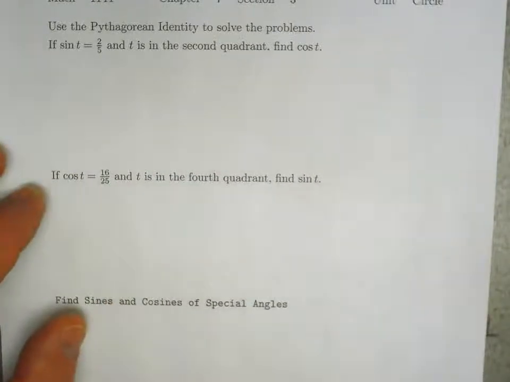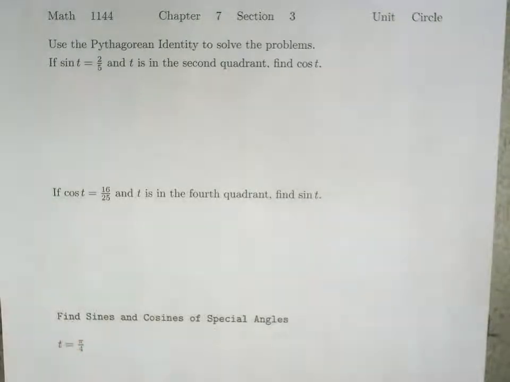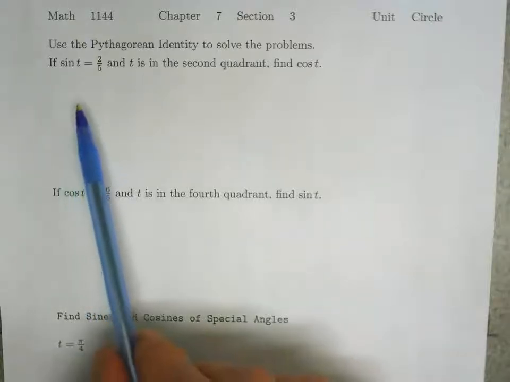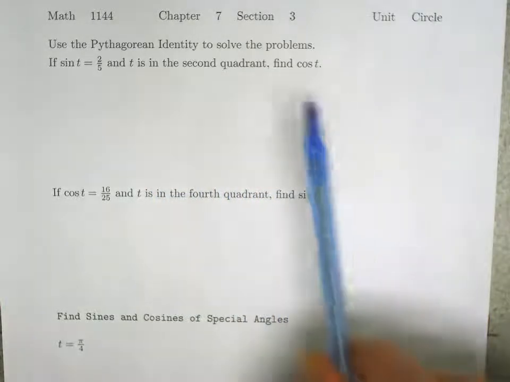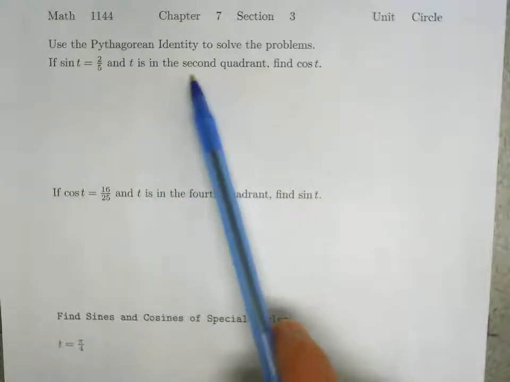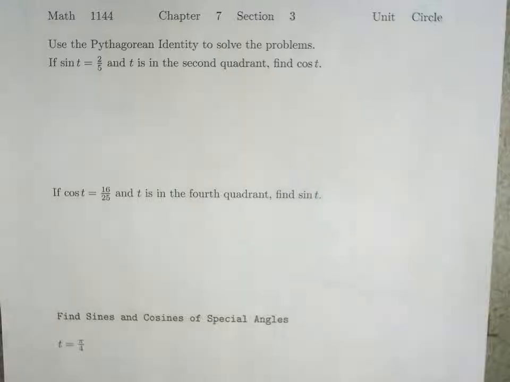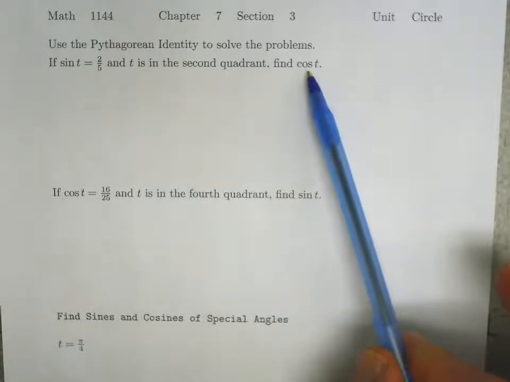Okay, next page. Use the Pythagorean identity to solve the problems. If sine of t equals 2/5 and t is in the second quadrant, find cosine of t. Let's first note that since t is in the second quadrant, the cosine of t must be negative, because in the second quadrant, all of the x-coordinates are negative.